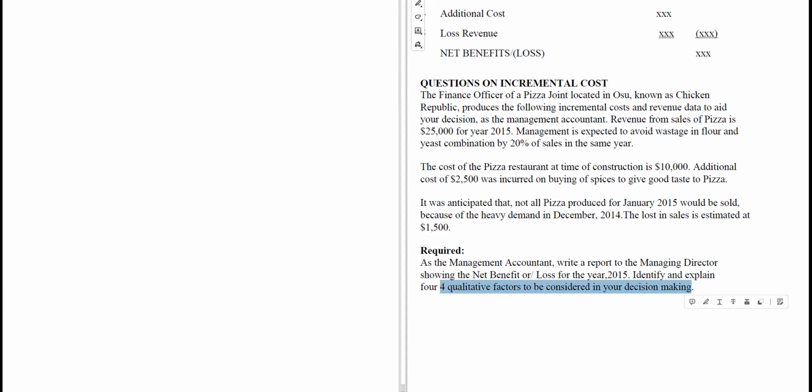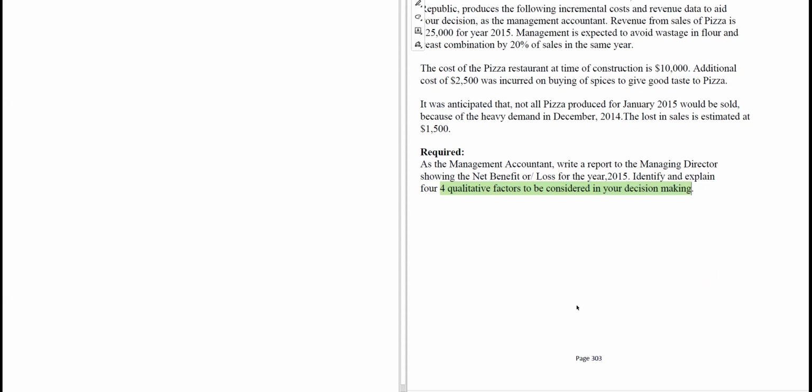Now, the thing with my students is that I always tell them that even if the examiner has not asked you for qualitative factors in decision making, you still have to produce them, because non-financial issues are what even create financial issues. In every question that you get, the qualitative issues should always be at your fingertips. They should always be considered. Is that okay?